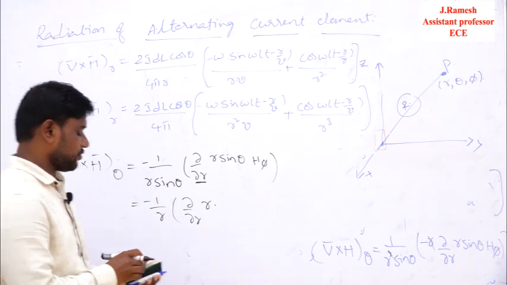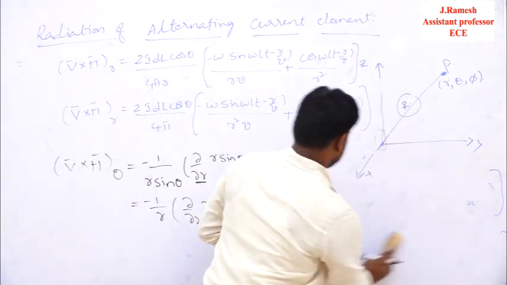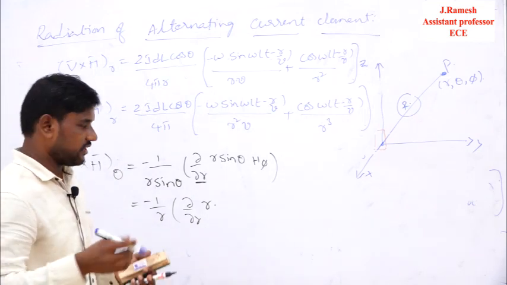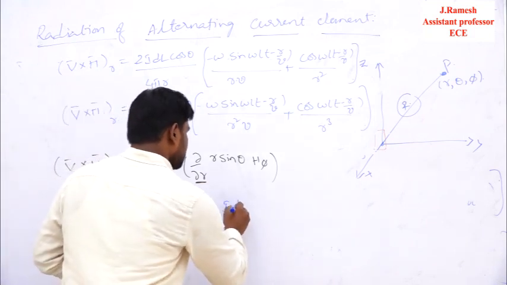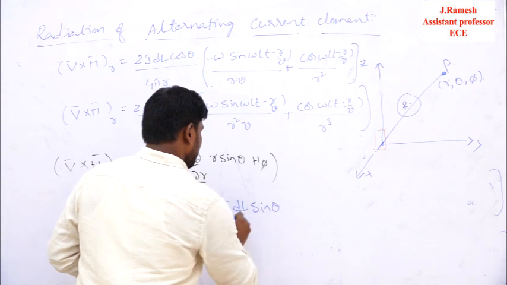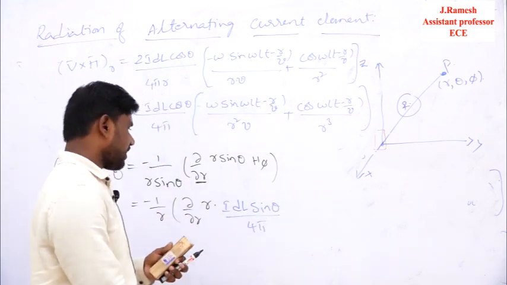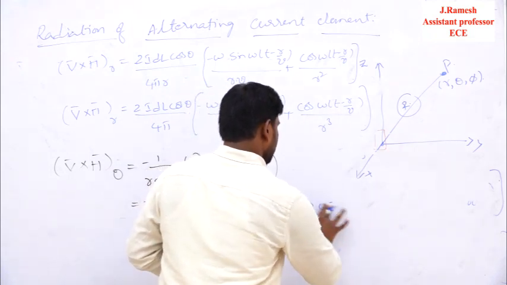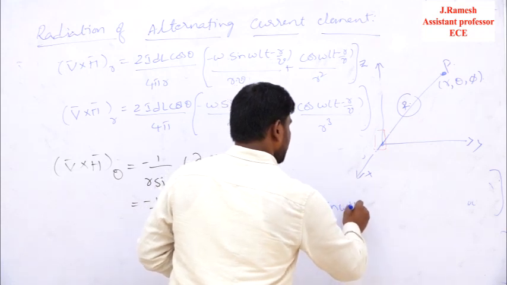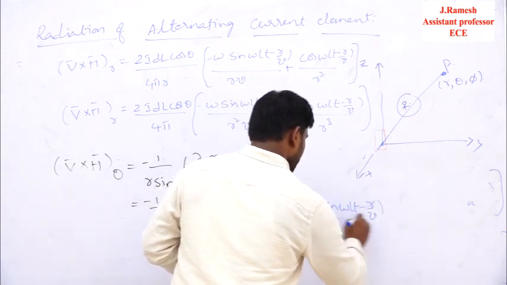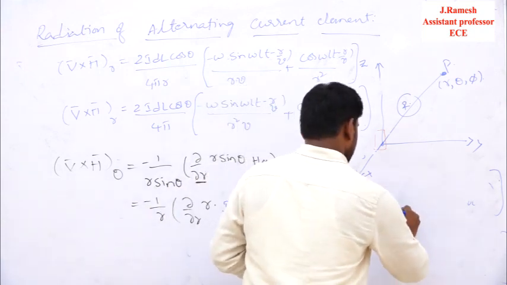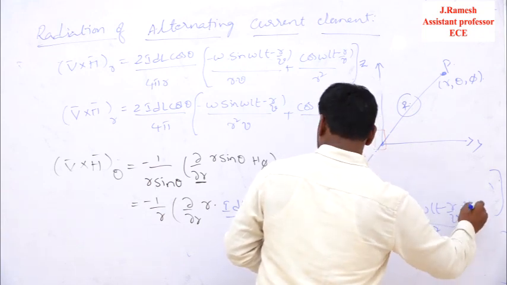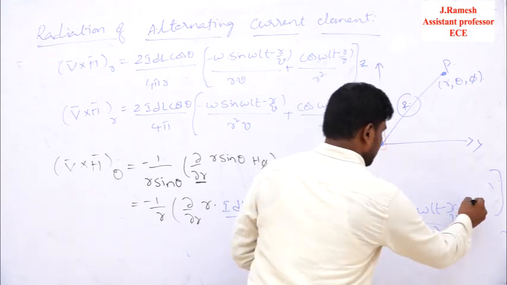So again we have to substitute what is H phi within this expression. So how are we going to substitute the H expression? We all know what the H phi is, we already derived it. This expression is given as I dl sin theta by 4 pi, and it should be multiplied with the two terms: minus omega sin of omega into (t minus r by v) by r into v, plus cos of omega into (t minus r by v) by r square. So this is exactly our H phi formula.